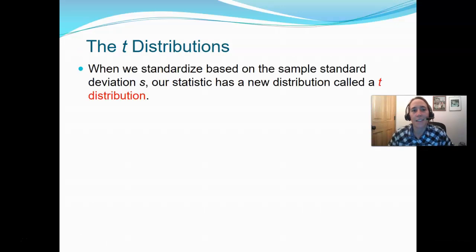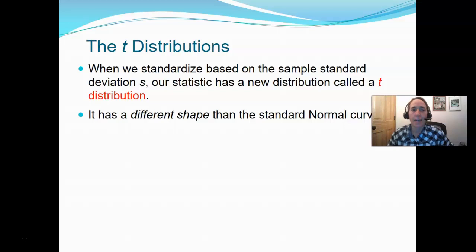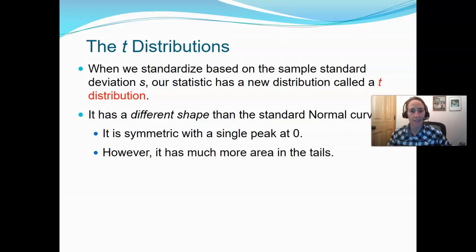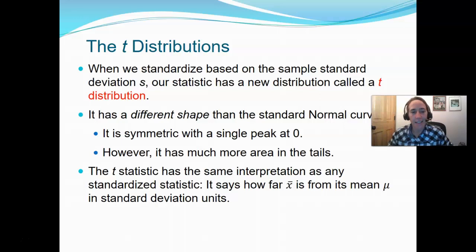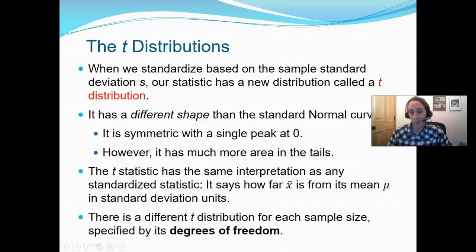So our t-distributions: when we standardize based on the sample standard deviation s, our statistic has a new distribution called a t-distribution. It has a different shape than the normal curve. It is symmetric with a single peak at 0, just like our standard normal curve. It has more area in the tails. The t-statistic has the same interpretation as any standardized statistic. It says how far x bar is from the mean. Those are the standard deviation units that we talked about before.